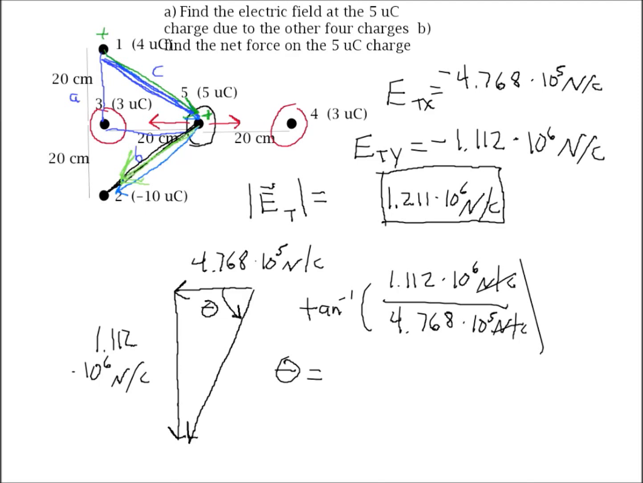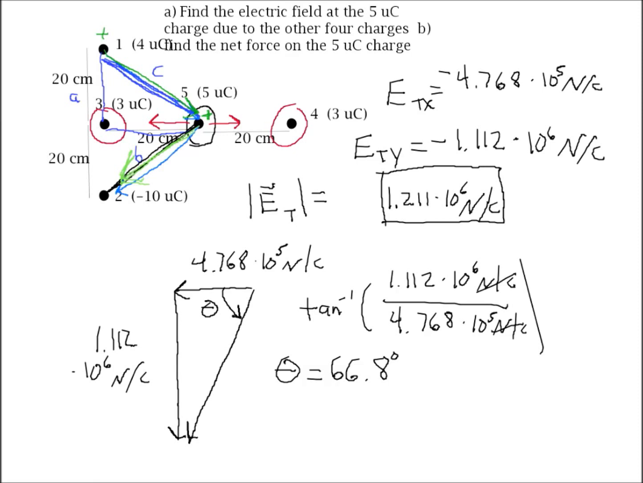about 66.8 degrees with respect to the horizontal. So we're finished with part A. We've found the total electric field at the 5 microcoulomb charge due to the other 4 charges. Now, you might think we're only half done because we still have part B to go. But in fact, we're almost finished. Now that we've done part A, part B is really easy.